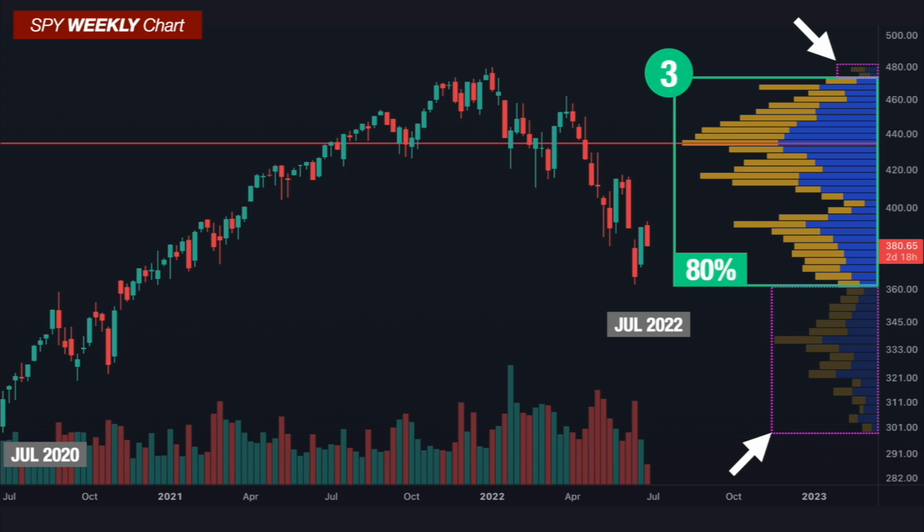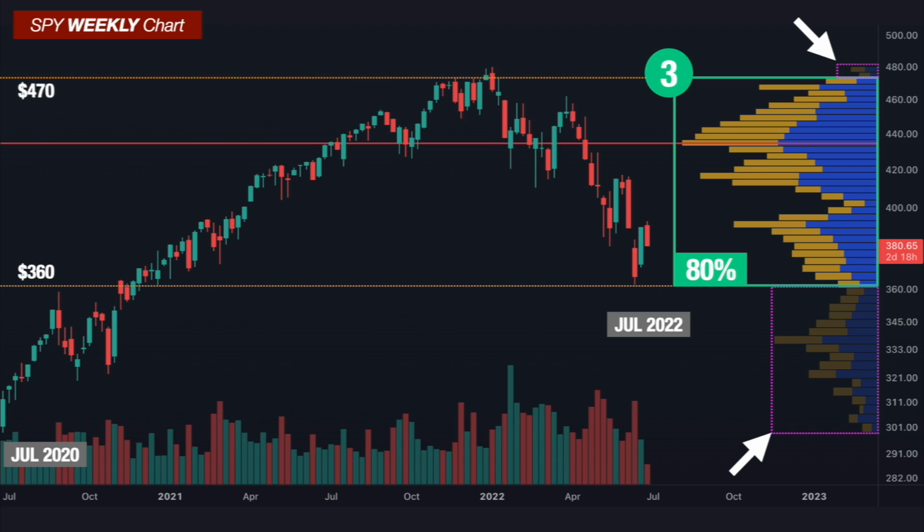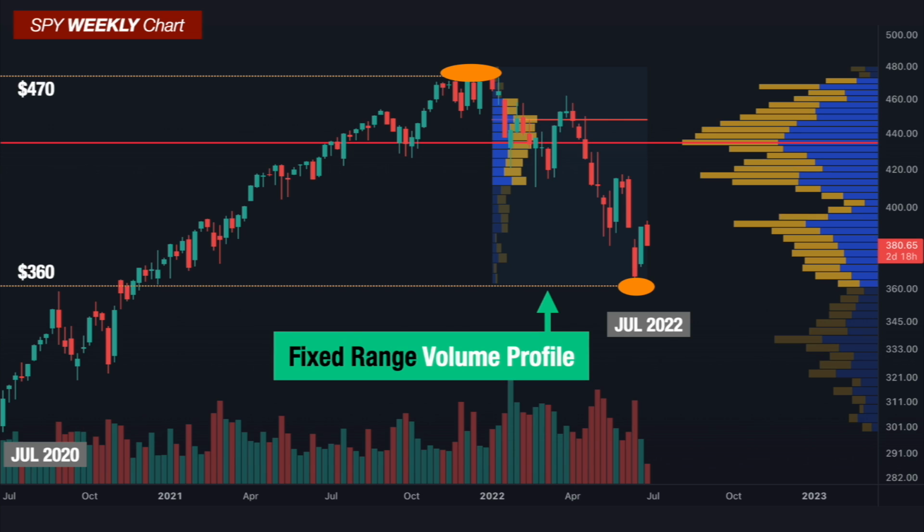In our case, it is 2 years, which means over the past 2 years, from June 2020 to June 2022, 80% of the trades were actually made between $360 and $470 in this range. If we draw this range on the chart, we can see that that is exactly where the market top is and our current bear market low is. We can also draw a fixed range volume profile indicator that connects the all-time high and our current bear market low.